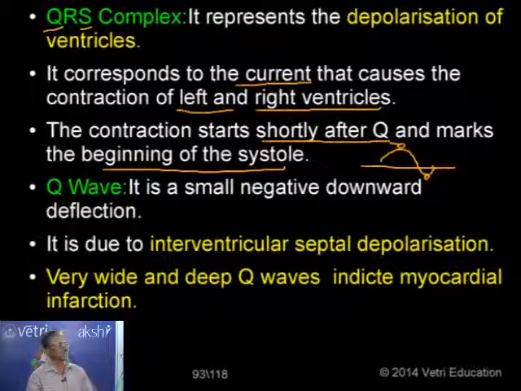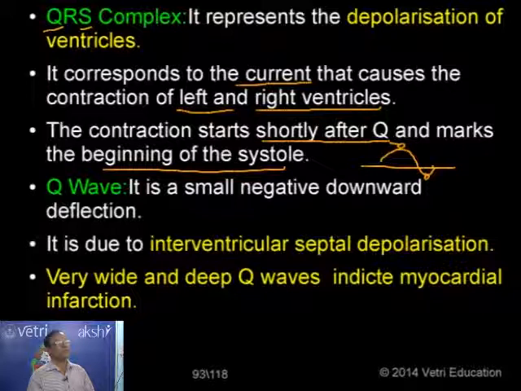What do you mean by Q wave? Generally speaking, all the three waves are because of the depolarization of ventricles. But the depolarization occurs either in the muscle wall or in the septum. For example, the Q wave is caused because of the depolarization of the interventricular septum. The other two waves, R and S, are caused because of the depolarization of the ventricular muscle itself. That's why we can make a distinction between Q and R and S. So the contraction starts normally after Q and marks the beginning of the systole.